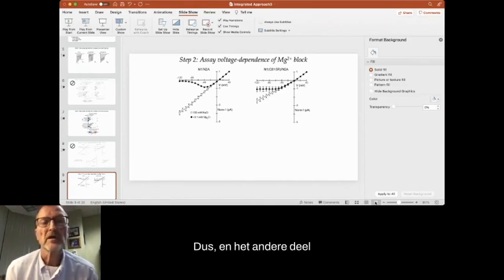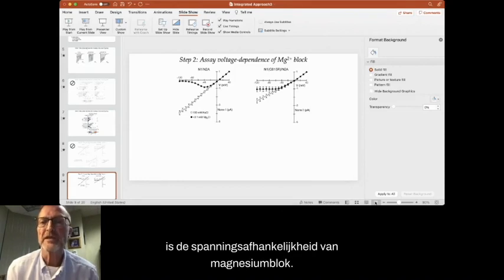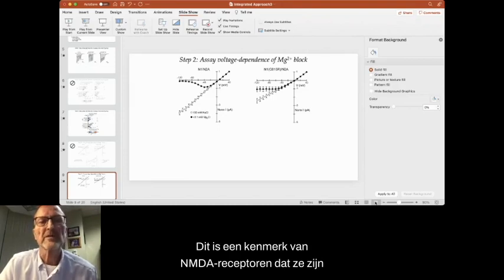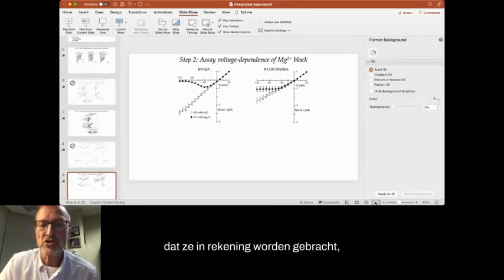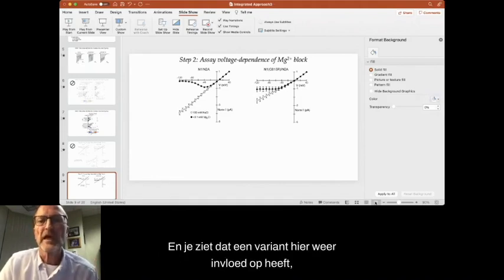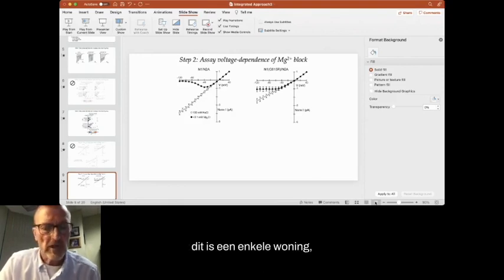Another part is the voltage dependence of magnesium block. Here's wild type. This is a hallmark of NMDA receptors: what they carry through the membrane at the synapse is regulated by magnesium, and you can see that a variant affects this. Again, this is a single property.